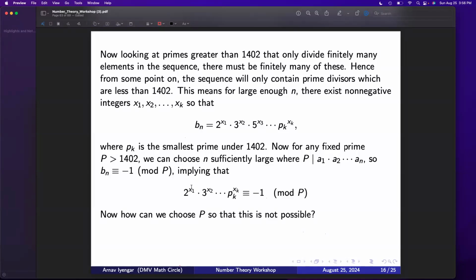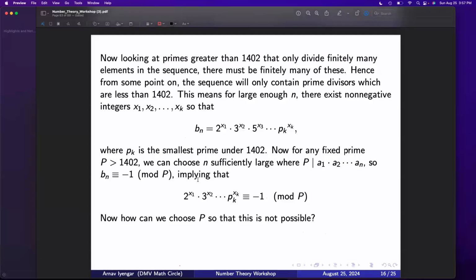So you want to choose P where this is not possible. So now going back to the stuff I'd covered earlier before this question, how can we choose P where this is not true? Yeah, the Jacobi thing is right. So you can use quadratic reciprocity to do it.